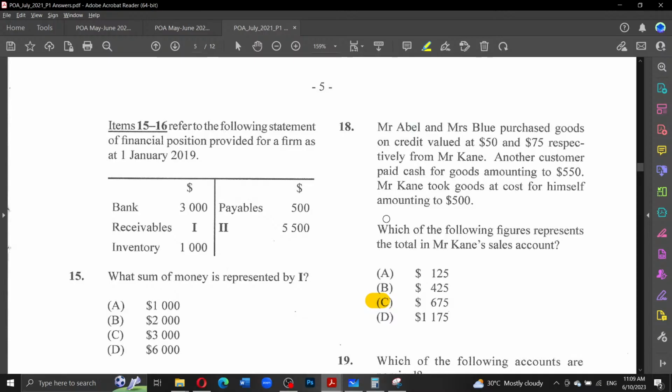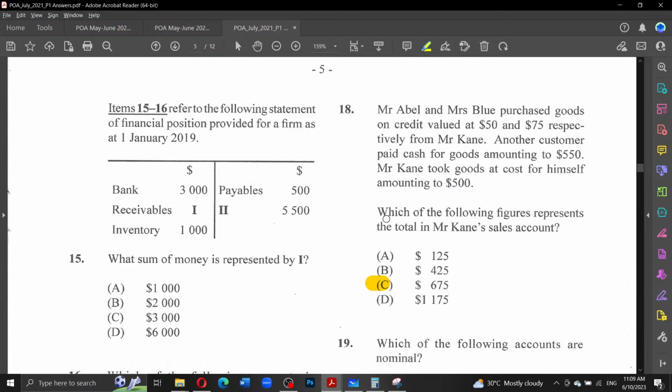Items 15 and 16 refer to the following statement of financial position, which is a balance sheet, provided for the form as at 1st January 2019. Basically this over here is going to be treated as debit, this here as credit, because it's a ledger or T account. Oh no, sorry, this is not debit and credit. This is an SOFP, so this over here represents the assets, this over here is going to be liabilities and capital. So it's supposed to be balanced.